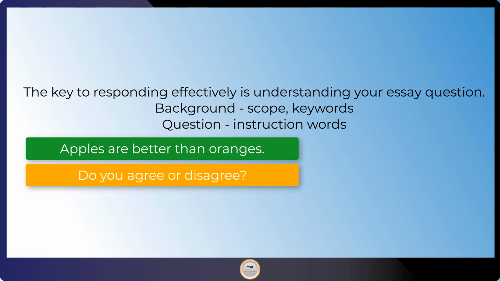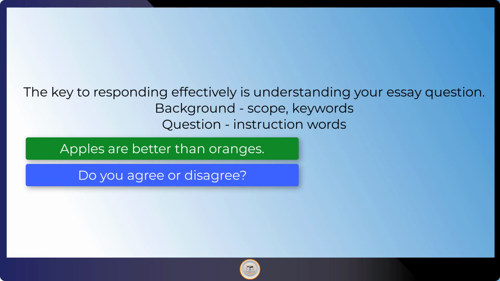So to illustrate this, I've included an example here. Apples are better than oranges. Do you agree or disagree? Now in this simple example, we can see that this portion is the background of the question. Apples are better than oranges. It includes our scope, and it includes the keywords, apples and oranges. The question portion is, of course, this second part here. Do you agree or disagree?